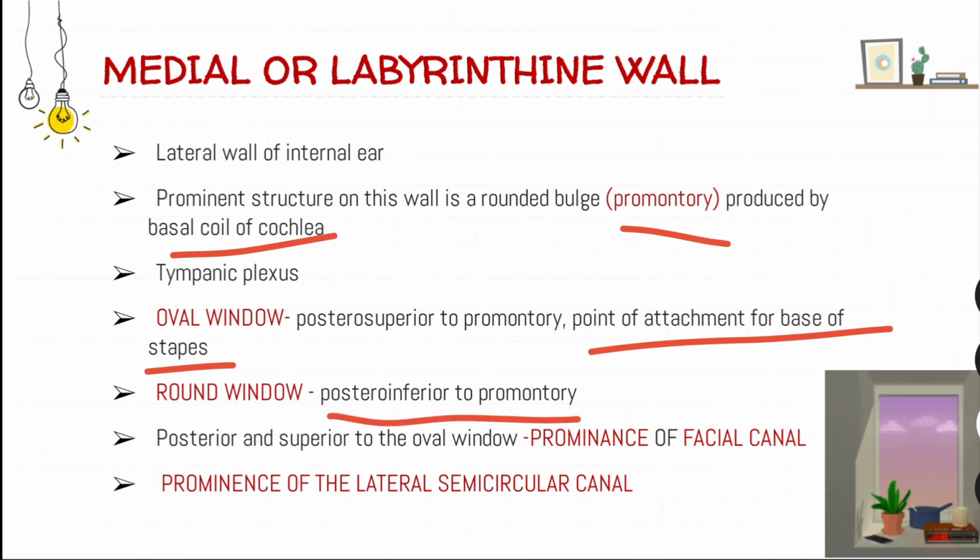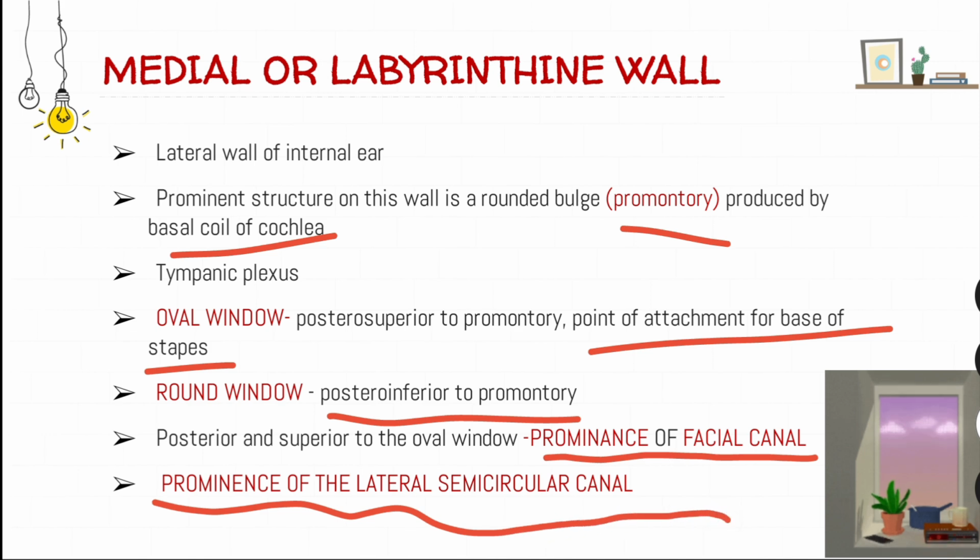Other than that, there is the prominence of facial canal, which is postero-superior to the oval window, above which there is yet another prominence, that is prominence of lateral semicircular canal. Okay, so these are the structures on the medial wall. Now we'll explain it in detail using the figure.